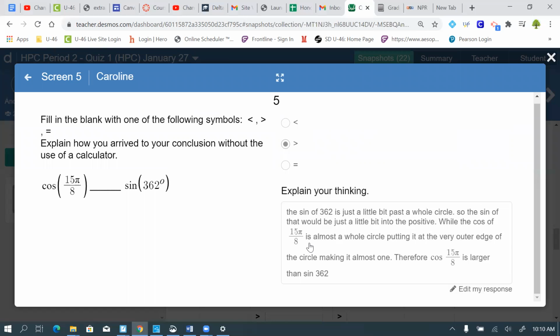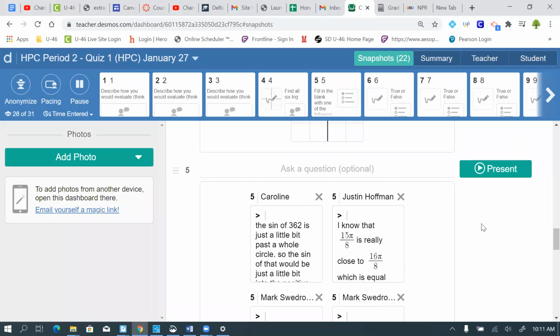15 pi over 8 is almost a whole circle. That's correct. 16 pi over 8 would be a whole circle. So 15 pi over 8 is just 1 pi over 8 away. It's almost a whole circle. And that makes the cosine value a positive number that's close to 1. So you've got a positive number that's close to 1 and a positive number that's close to 0. Well, the number that's close to 1 would be bigger than the one close to 0. That's the justification.